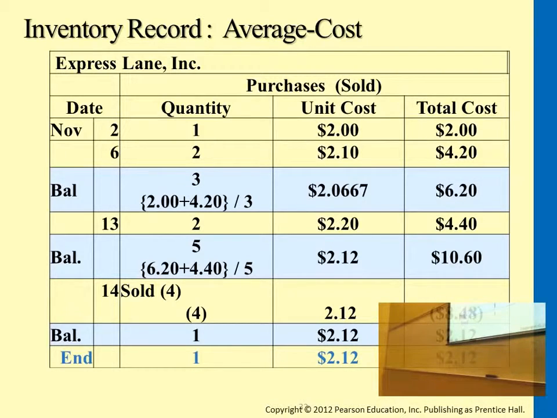So this line here, 2.12 times 4 units, 8.48 will be the total cost of goods sold, and then 2.12 will be ending inventory. So these two again, cost of goods sold plus ending inventory, cost of goods available for sale is also $10.60. It's exactly the same regardless of the method that you use.